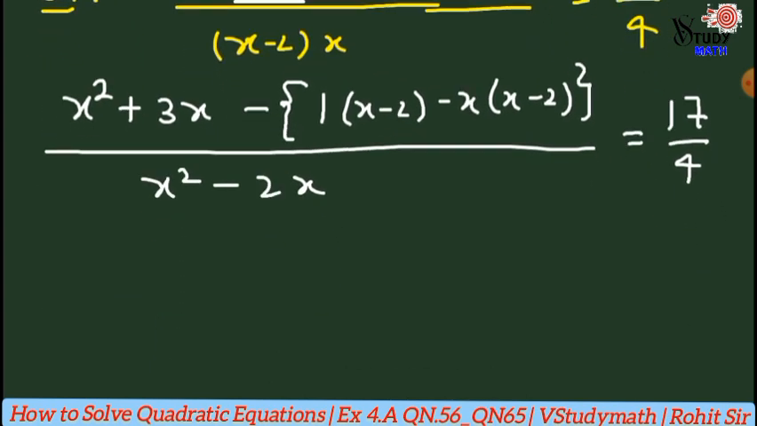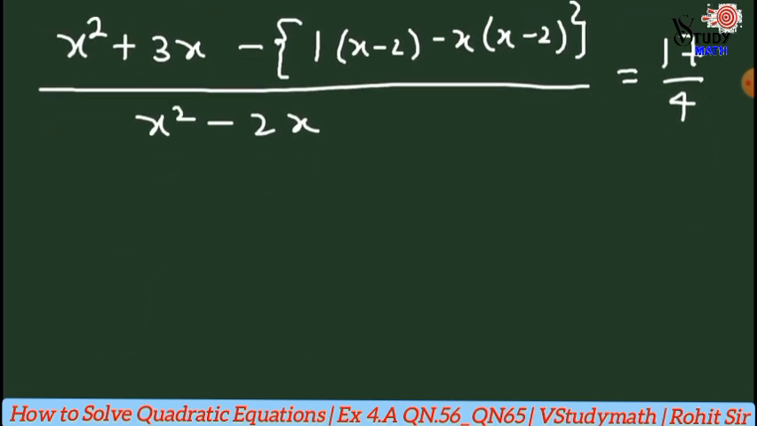Now move to the next step. The next step is that now x square plus 3x negative, curly bracket open. Now multiply this one in the (x minus 2) bracket.